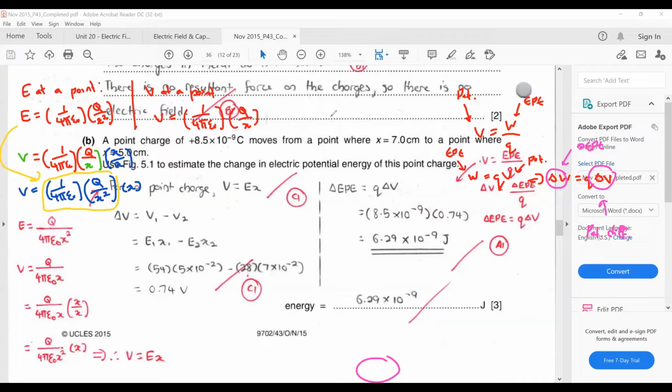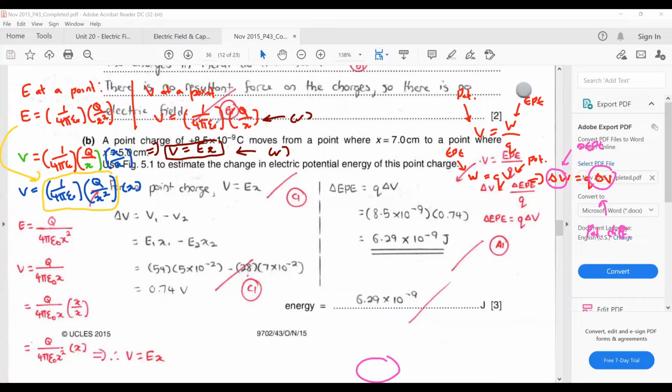So from here, I can come to that conclusion that my V is EX. Other than using this equation to find potential at a point, I can also use this equation. Potential at the point could also be the field strength at that point multiplied by the distance at that point.